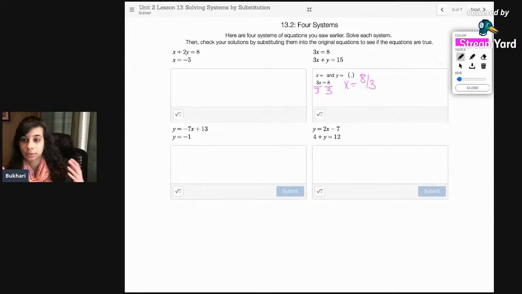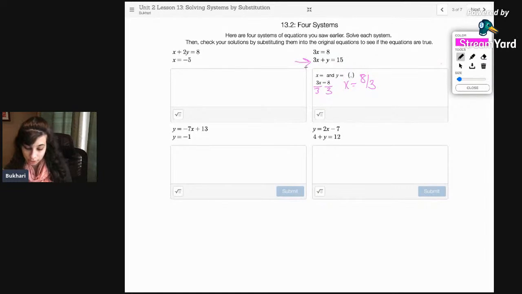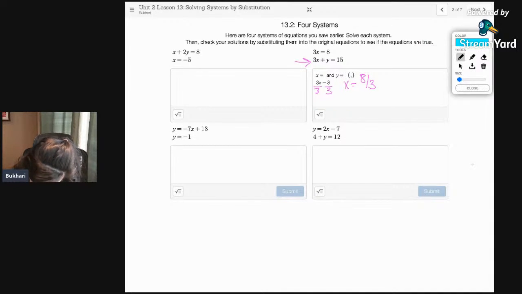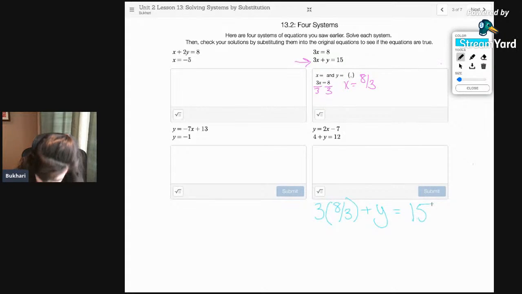Now that I know x equals 8 over 3, I need to figure out what y is. That's where I look at my second equation. If x equals 8 over 3, then I can substitute that back into my equation. I'll put it down here and change the color. I can substitute that back in where I have 3 multiplied by 8 over 3. That's what replaces x. We're substituting it in, plus y equals 15. 3 times 8 over 3 just gives me 8, plus y equals 15.